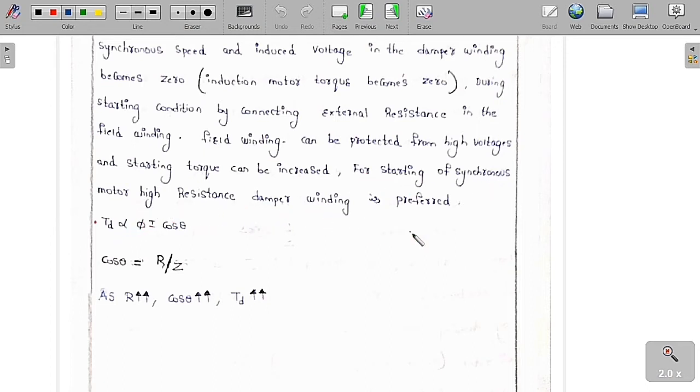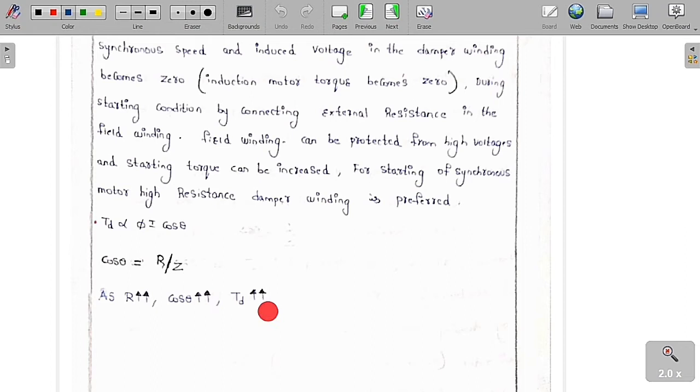So we have to connect a huge amount of resistance to the field winding, and also a huge amount of resistance in the damper winding, because initially induction torque is going to be produced; initially it is going to act like an induction motor only. I have already told you that for an induction motor the starting torque is directly proportional to rotor resistance. So here as R2 increases, the starting torque definitely increases, because Td is directly proportional to phi into I into cos theta. Cos theta is equal to R by Z. As the rotor resistance increases, the power factor of the rotor increases.